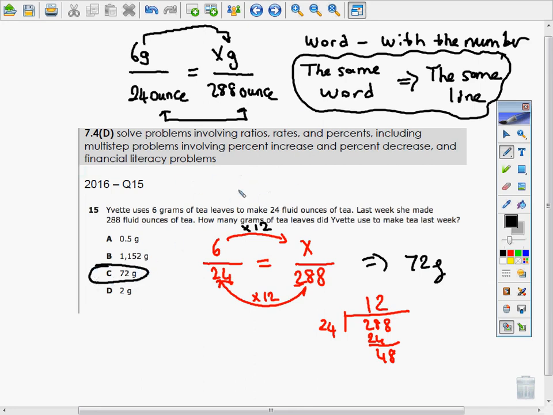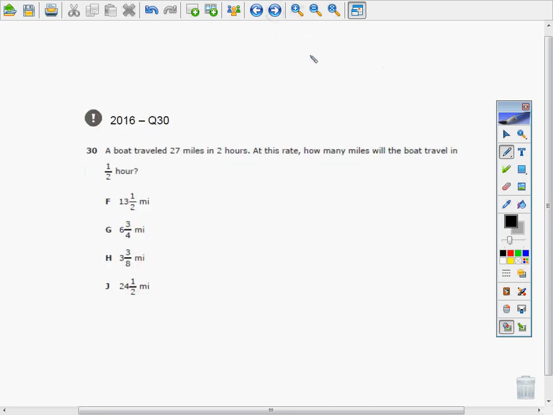Even if you don't do the calculation like this, you can assume that 24 fluid ounces goes with 6 grams, so you can get rid of this one, because 288 ounces should go with something greater than 6, and we have 2 options. If you do the calculation, you will catch C as in cat as the right answer. Let's do one more question.